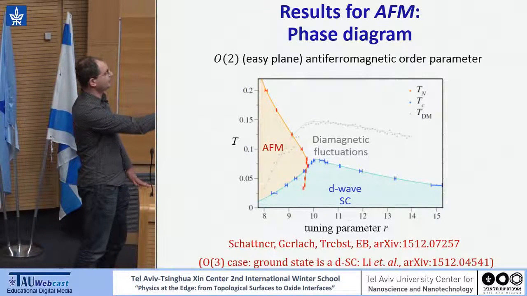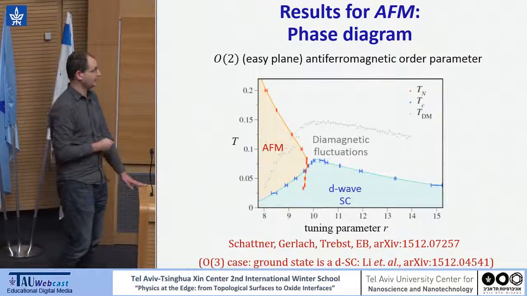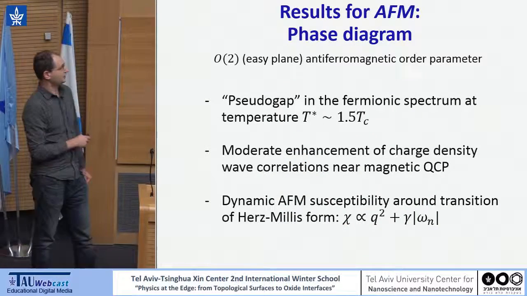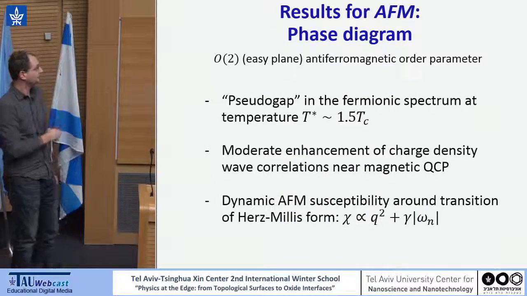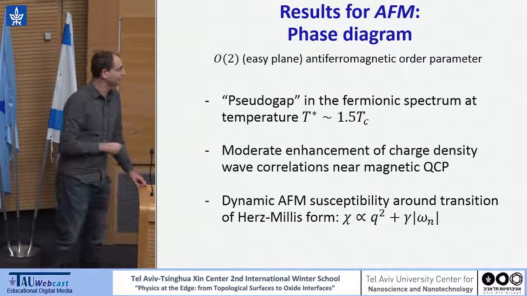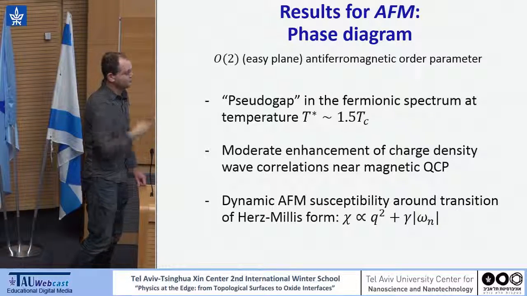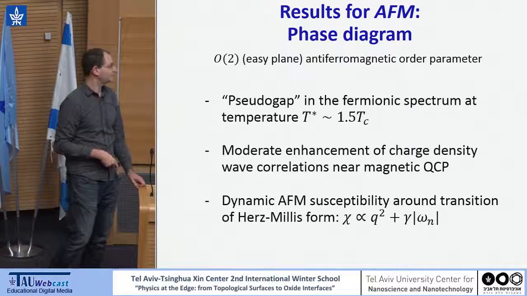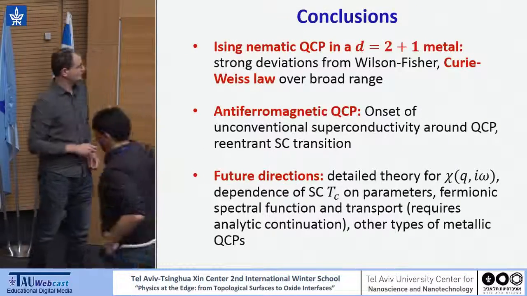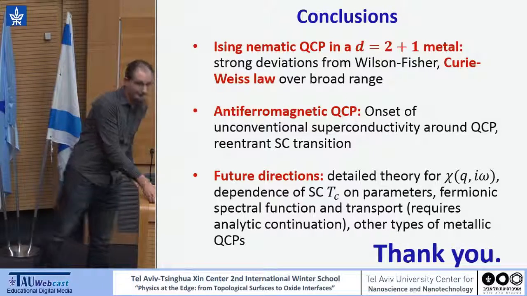Above the superconducting region, we find a region of strong diamagnetism, a sort of precursor of the superconducting transition. There are some more results. We see a pseudogap: there's a gap opening in the fermion spectrum above Tc. There's some moderate enhancement of charge density wave correlations, and this should be chi inverse. The z here is two as well, but here we actually expect two. So with that, let me just flash my conclusions and thank you for your attention.